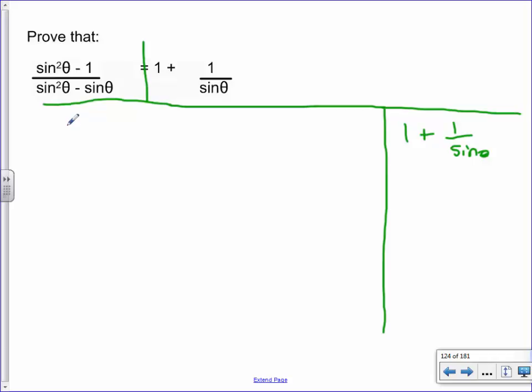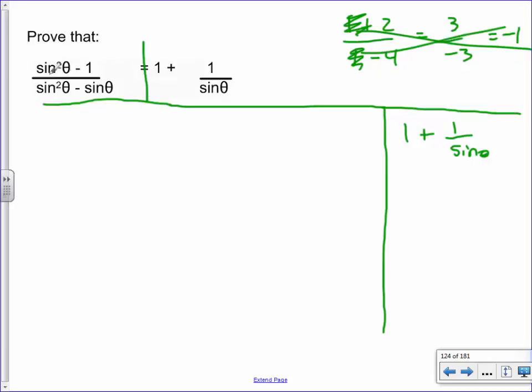Unfortunately, you can't cancel them. The reason why is that this is a binomial and that's a binomial. It would be like if I gave you 1 plus 2 over 1 minus 4. 1 plus 2 I know is 3, and 1 minus 4 is minus 3. And so that means the answer has to be minus 1. But if I cancel these ones right here, 2 over minus 4 is not minus 1. So although that doesn't work, there is a canceling you can do.